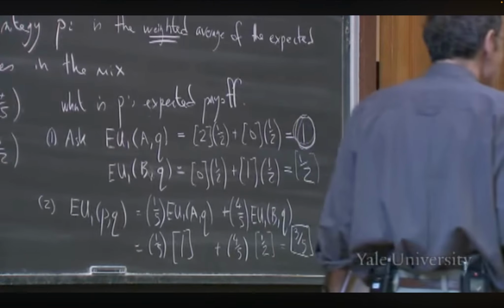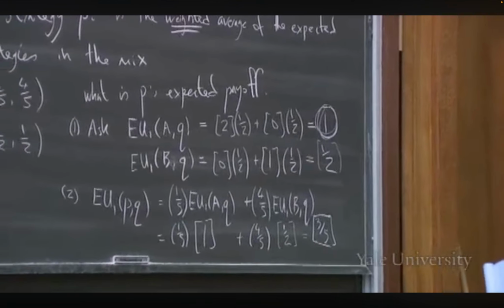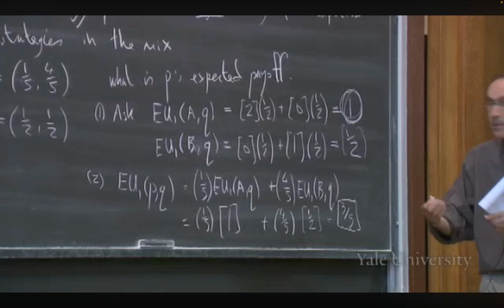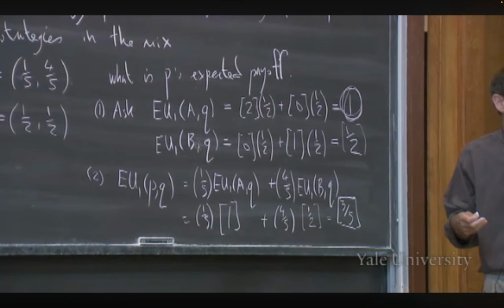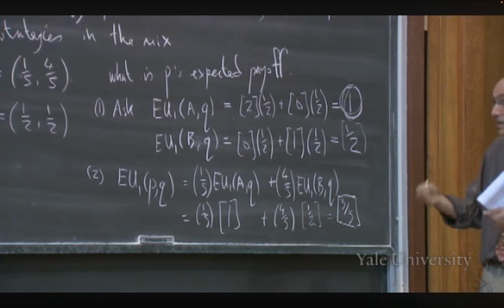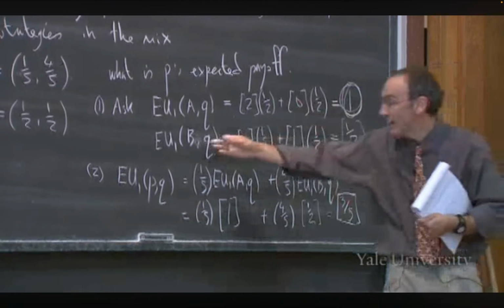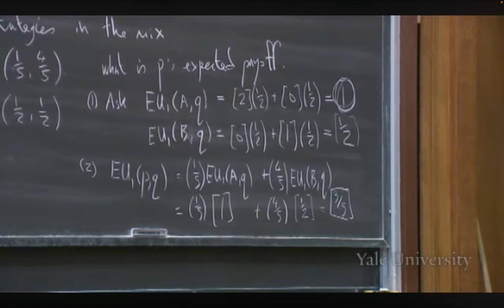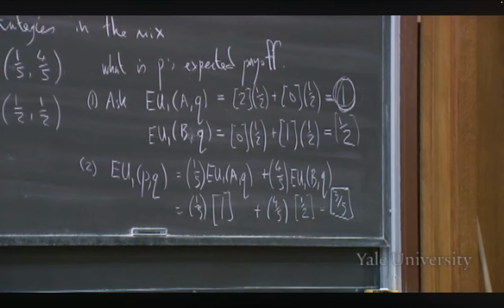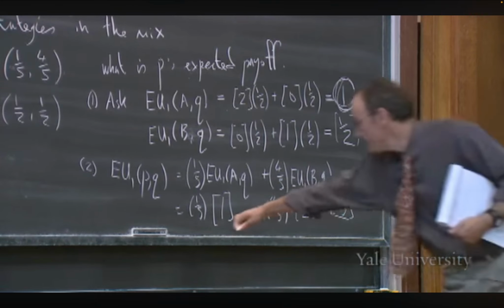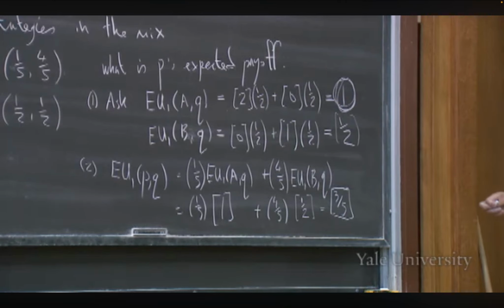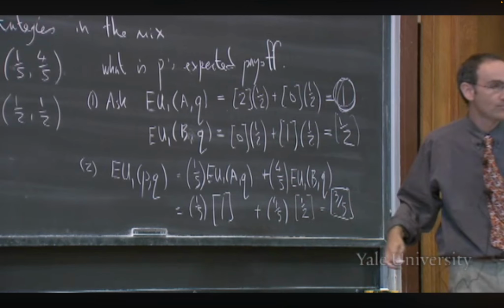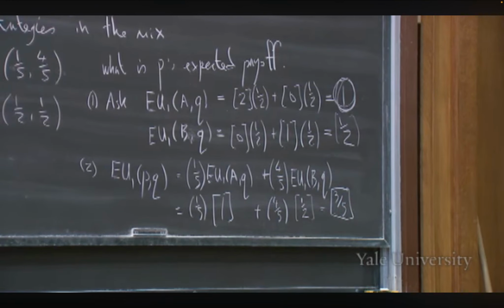Okay. Now, while it's here, let's notice something. When I played P, some of the time I played A, and some of the time I played B. All right? And when I ended up playing A, I got A's expected payoff, and when I played B, I got B's expected payoff. So the number I ended up with, 3/5, must lie between the payoff I would have got from A, which is 1, and the payoff I would have got from B, which is 1/2. Is that right? So 3/5 lies between 1/2 and 1. Everyone okay with that?